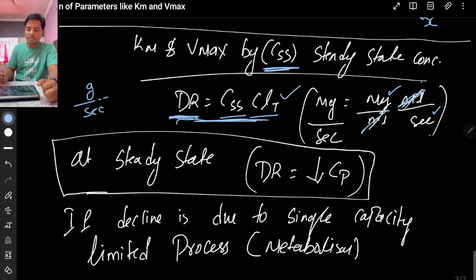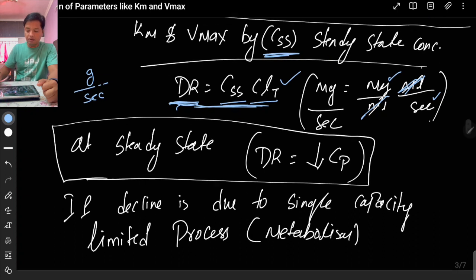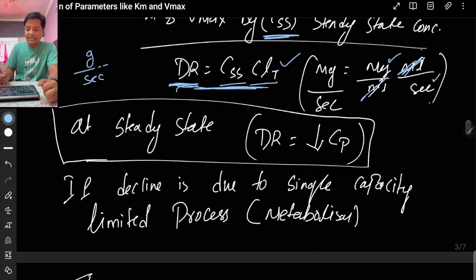Next, at steady state. Okay, what do you mean by steady state? At steady state, the dosing rate, whatever you are injecting, is equal to whatever is going out. So how much you are injecting should be equal to the amount going out. If I inject 10 molecules per second, 10 molecules per second should go out. Then only the plasma drug concentration will remain steady.